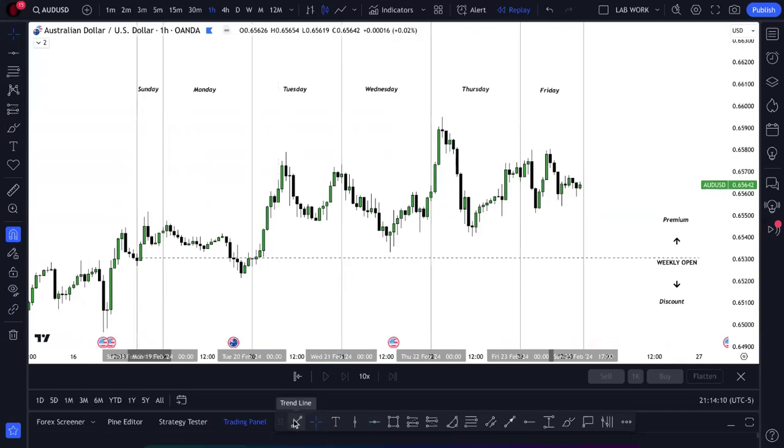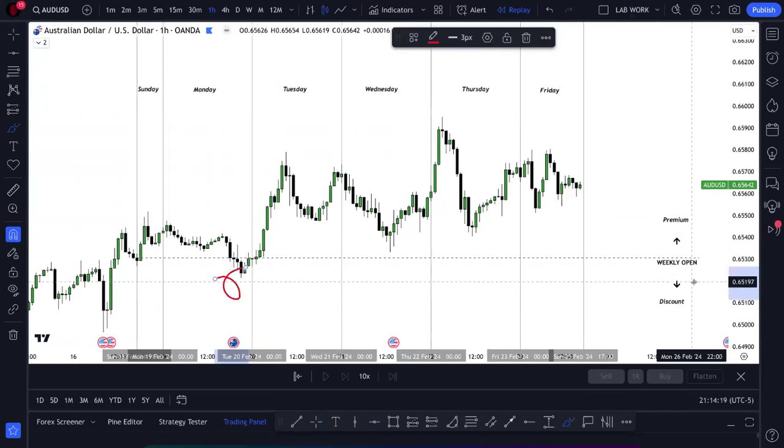AU, so weekly opening price, premium discount. Look at where the best buy is coming from. Right here. Where? Discount. The best sell in this week was here Thursday. Right here. Highest point. Look at that.